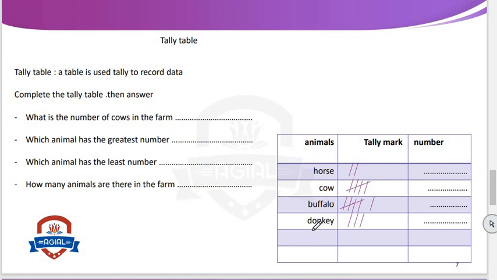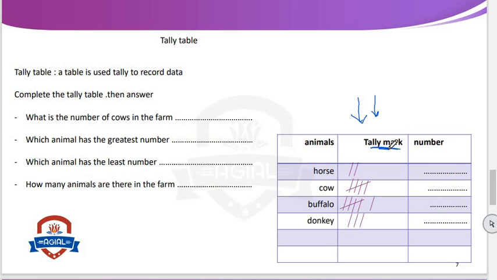Tally table. A table is used to tally to record data. Okay? A table is used to tally to record data. Complete the tally table, then answer. In here we have tally table. Use tally marks. Okay, use tally marks to record data.